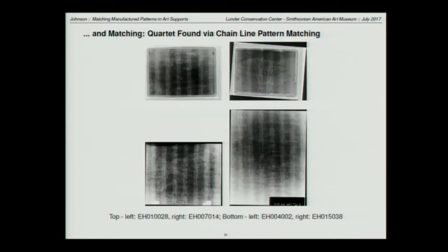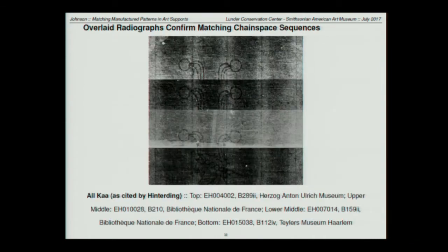So we did that. Here's four that matched. We ultimately got a group of over 700 images from the Dutch University Institute for Art History in Florence, and we were able to look through these. And here's a group of four, all of which match. How do we know they match? Well, let's line them up with each other.